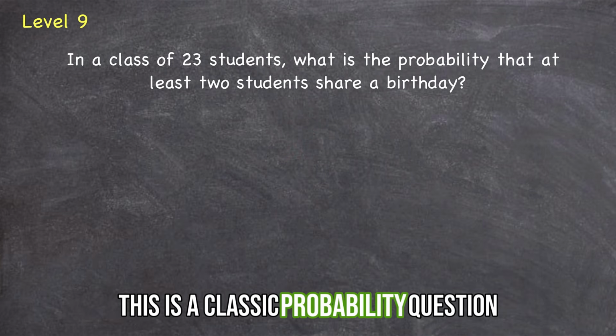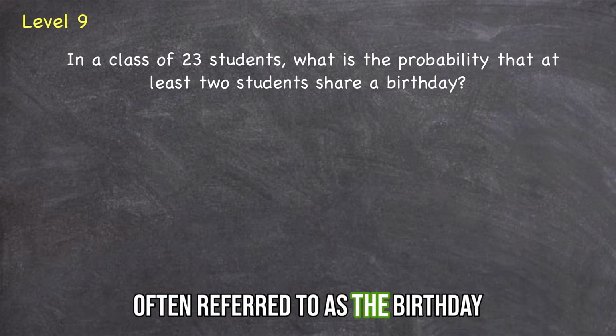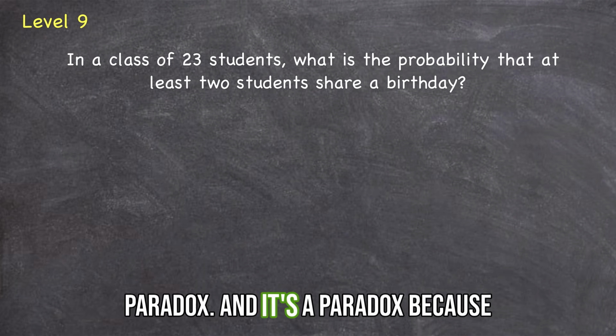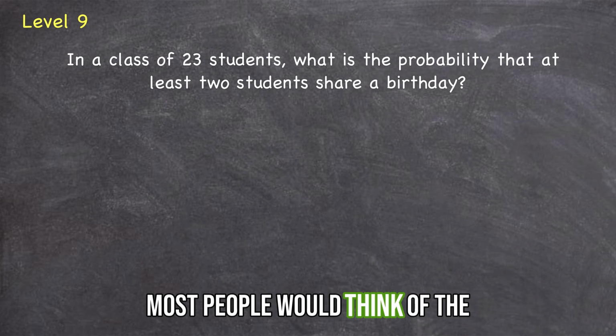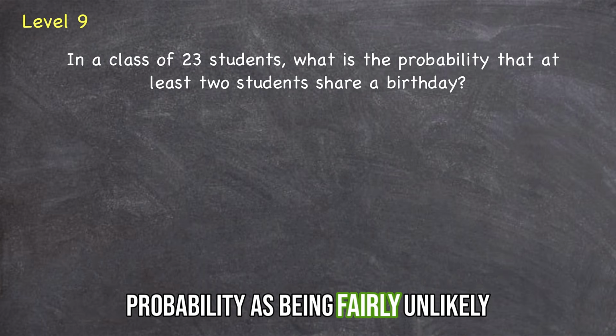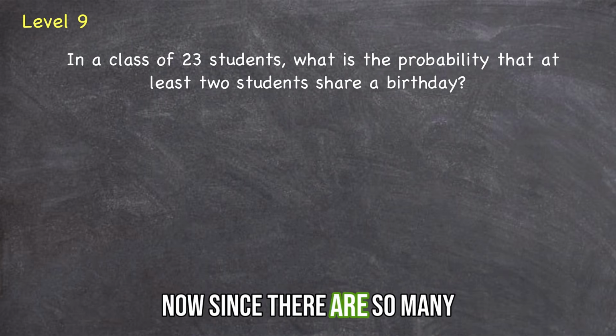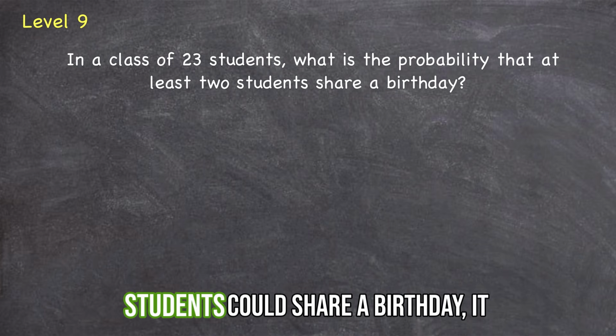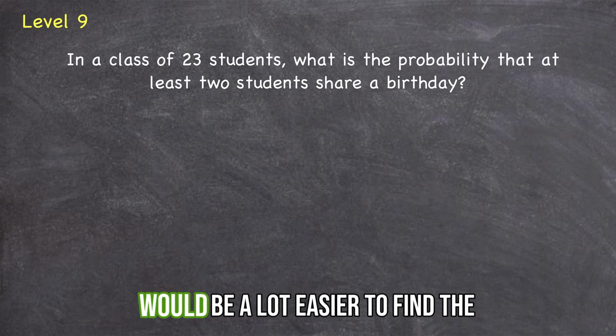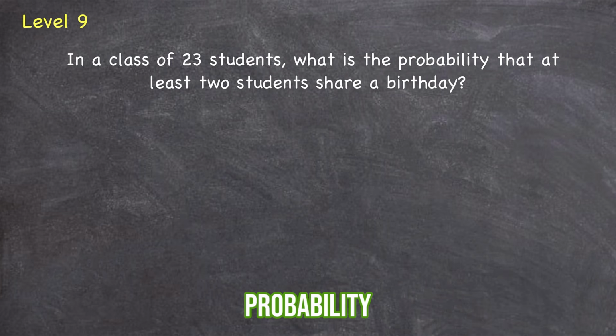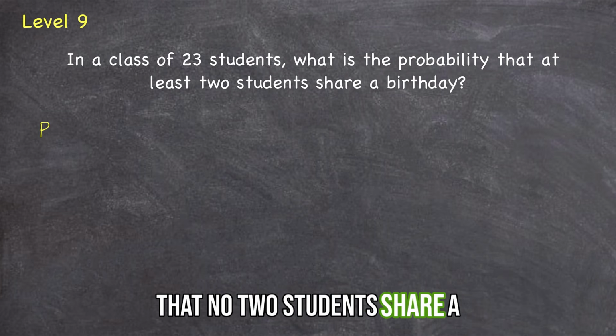This is a classic probability question often referred to as the birthday paradox. And it's a paradox because most people would think of the probability as being fairly unlikely to happen. But let's calculate it. Now, since there are so many different ways that at least 2 students could share a birthday, it would be a lot easier to find the probability that no 2 students share a birthday.